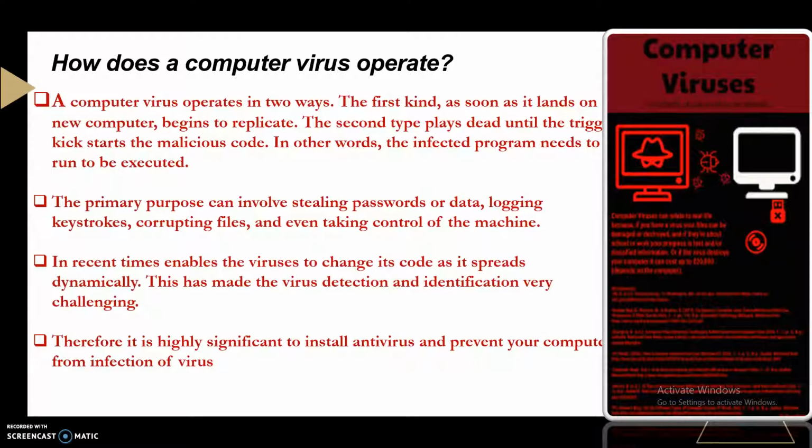Then we have, how does a computer virus operate? A computer virus operates in two ways. The first kind, as soon as it lands on a new computer, it begins to replicate. The second type, the computer virus plays dead until a trigger is started in the computer, and then it executes its malicious code. In recent times, viruses have been able to change their code as they spread dynamically. It is highly significant to install antivirus and prevent your computer from infection or virus.